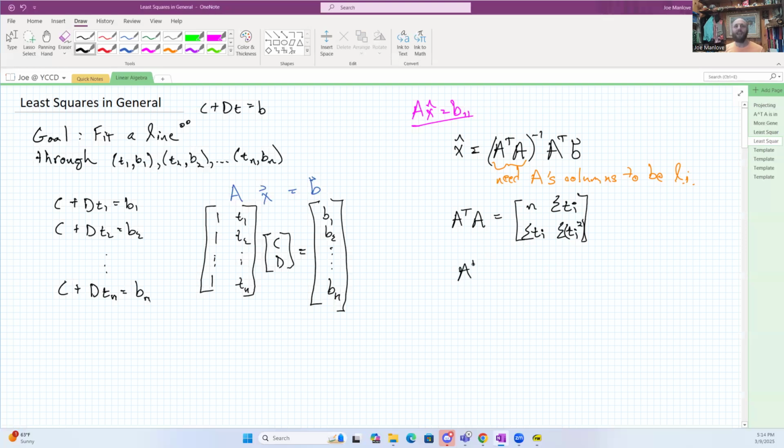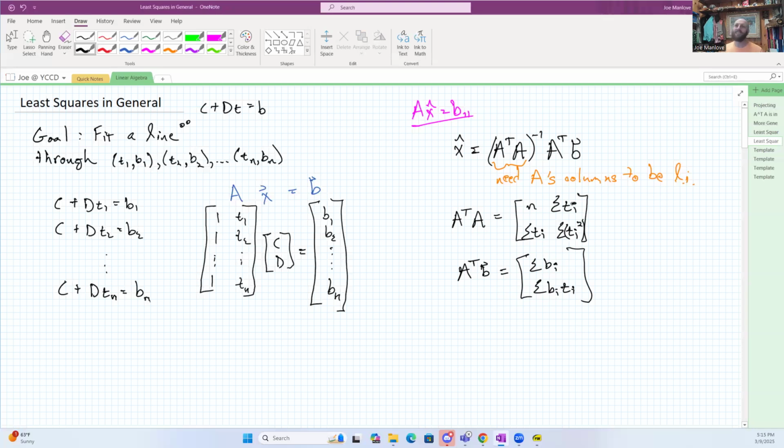And I can also get that A transpose B, which is here when I'm multiplying A transpose. So I've got a long short matrix. And that first row is going to be the sum of all the bi's. And the second one's going to be the sum of the bi's times the ti's. And then I need to invert this matrix and multiply it by this guy. I'm sure you can see how that would help simplify things.